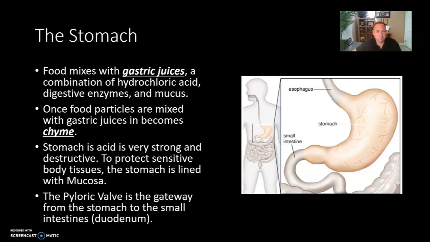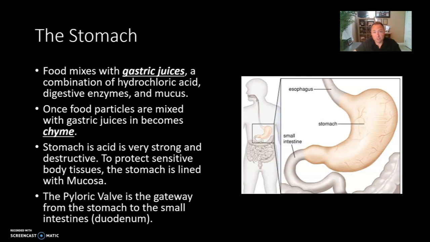Now, once food enters the stomach, it will mix with gastric juices. This is a combination of hydrochloric acid, digestive enzymes, and mucus. Once the food particles mix with it, it becomes a whole other mixture, and it's called chyme. And then chyme will continue to move through the body. Now, stomach acid is very strong and destructive. And to protect the sensitive body tissues, the stomach is lined with something called mucosa or mucus.